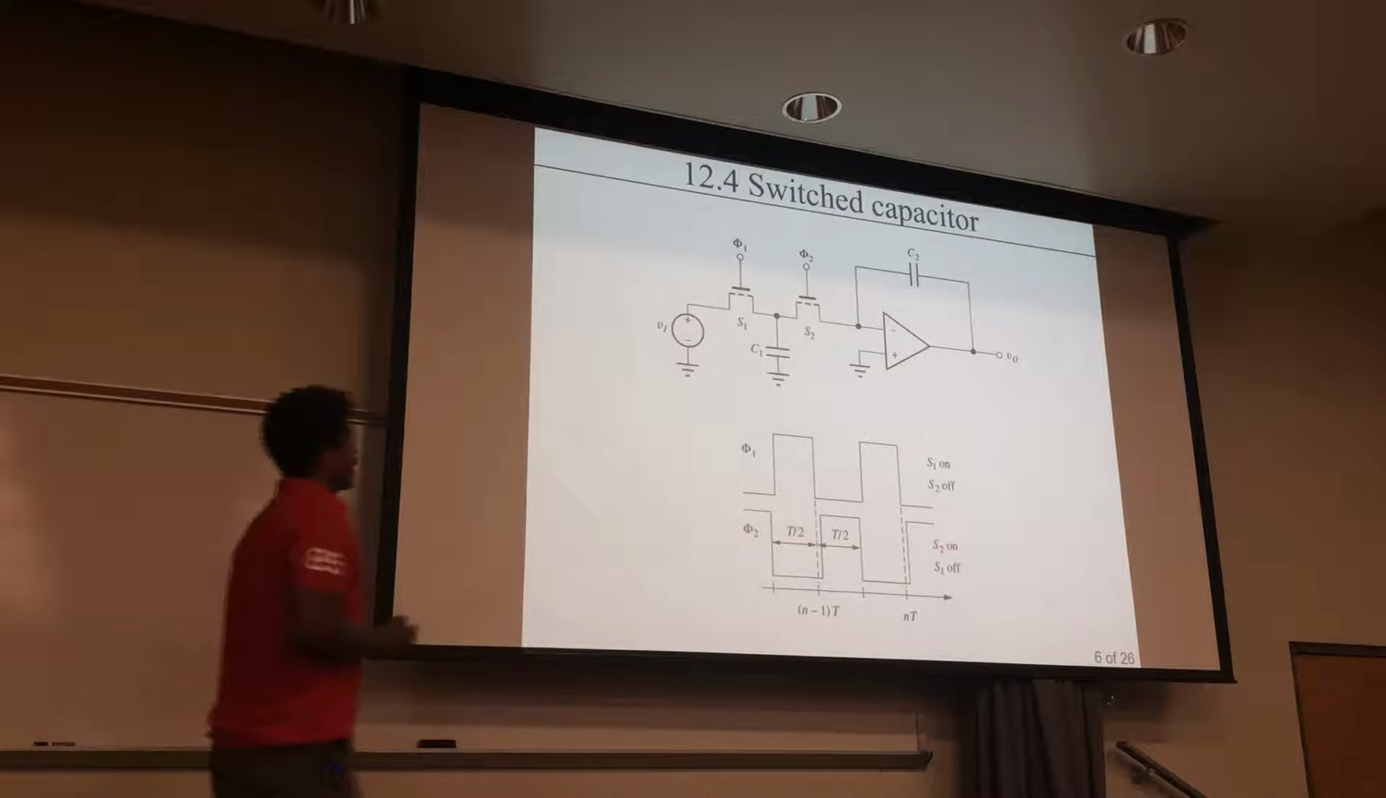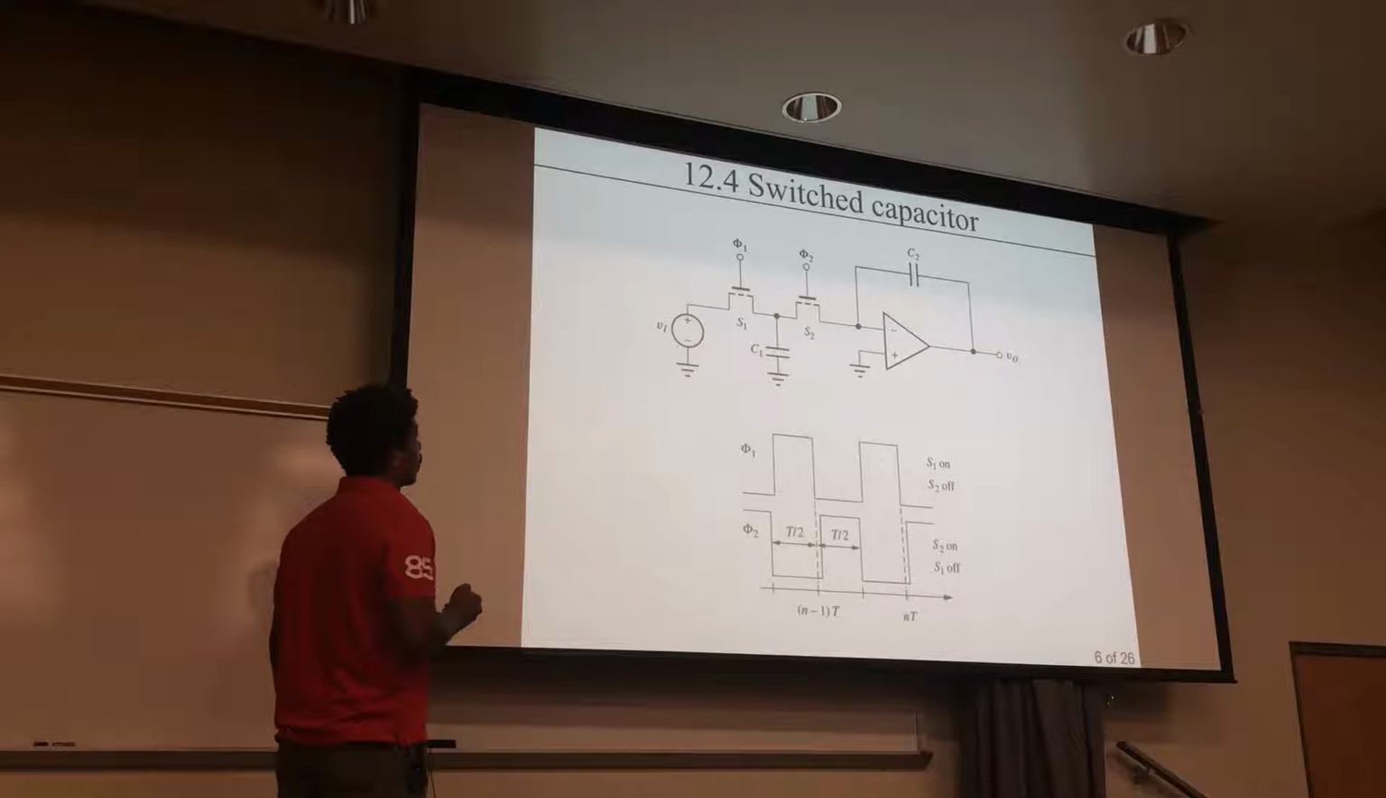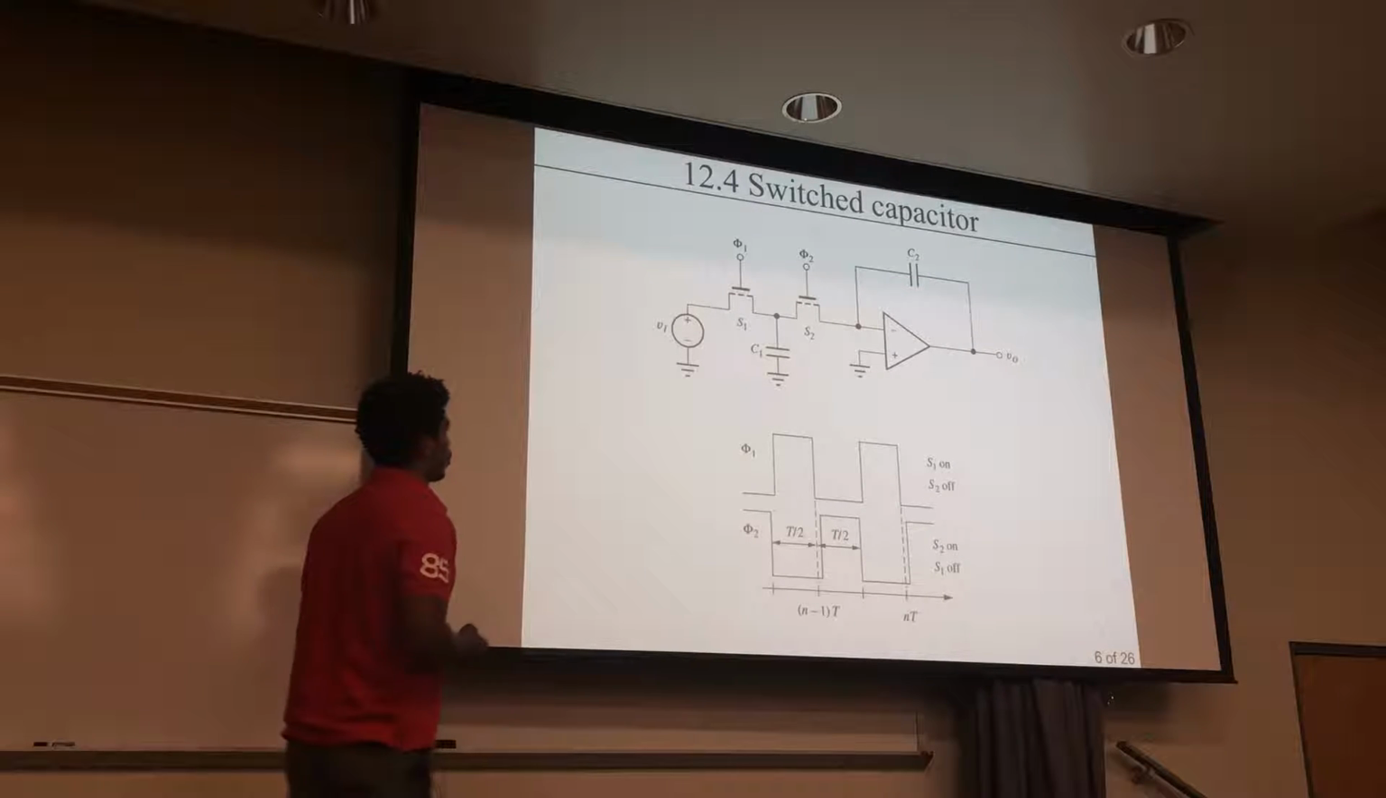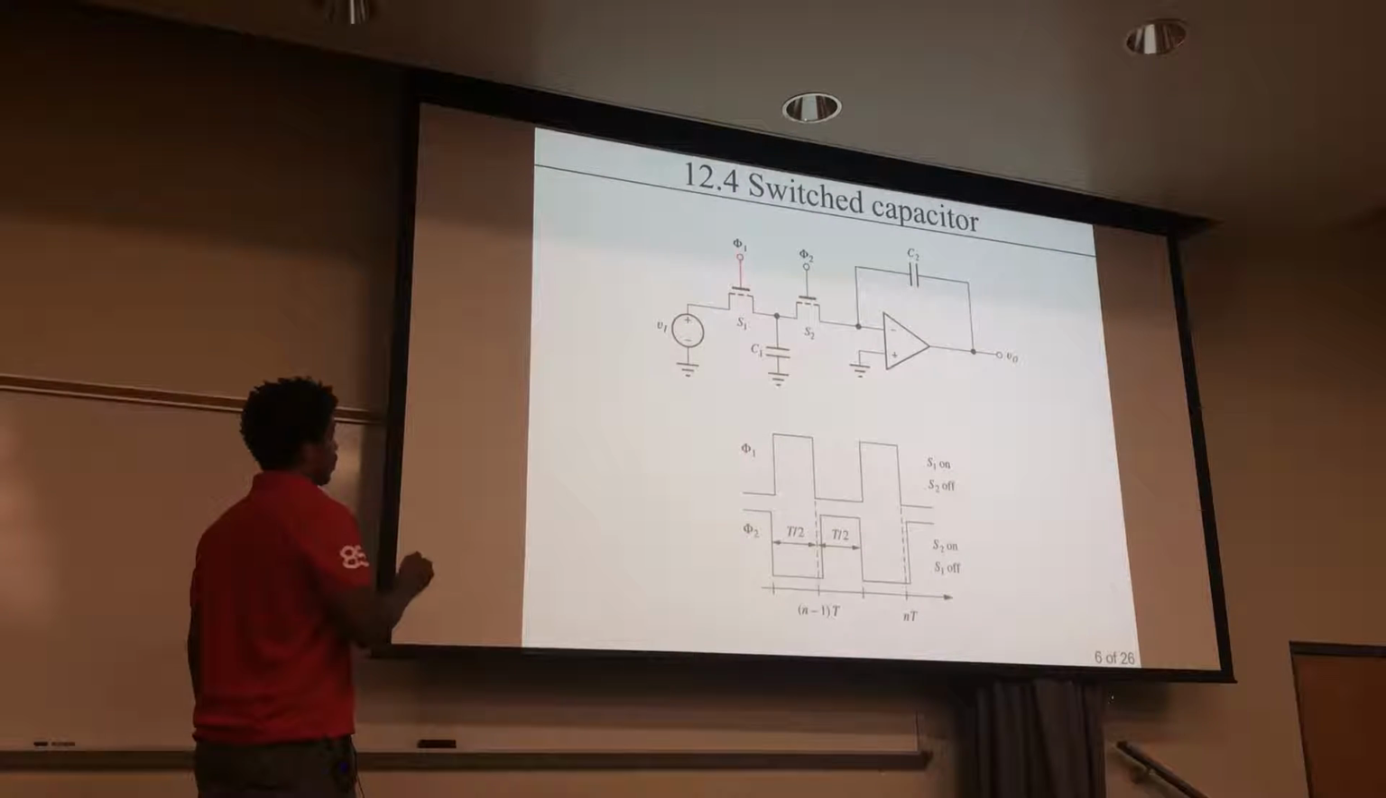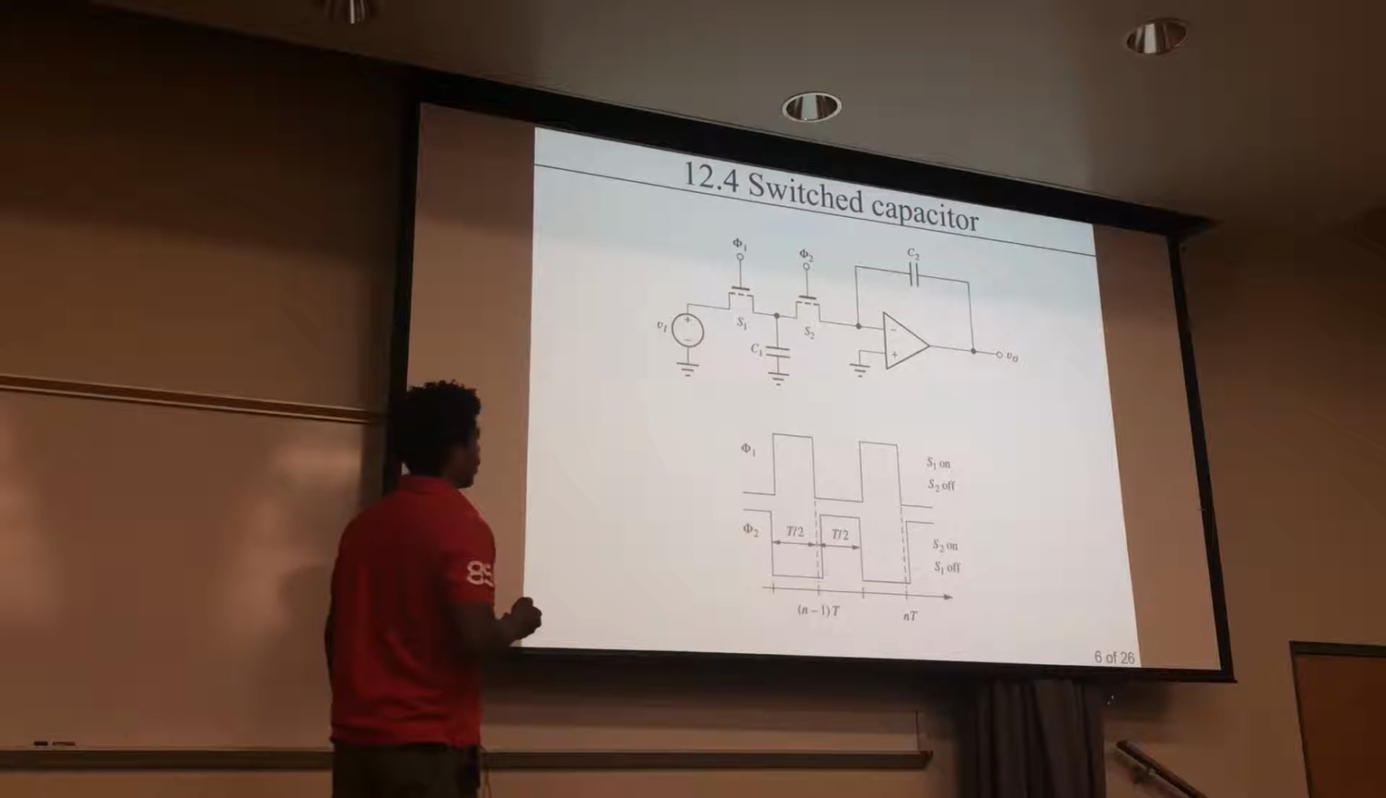Okay, so the idea is for these switches, S1 and S2, they have these phases where you apply a voltage here, and that closes the gate, and then current is able to pass through. And if that's open, then current can't pass through. So these are switches that you can open and close. So if phi1, if that phase is high, then this is closed, current goes through, but at the same time, this phi2 is closed.